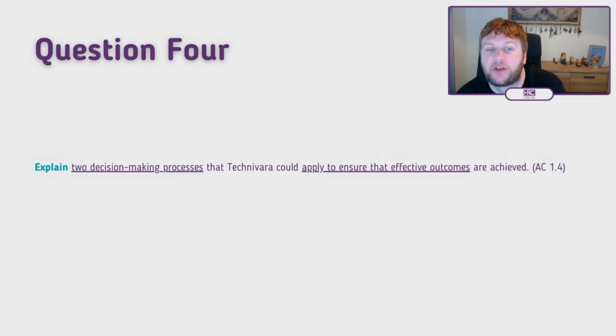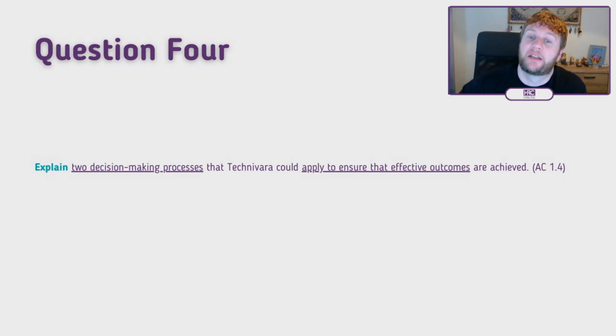Question 4: explain 2 decision-making processes that Technivara could apply to ensure effective outcomes are achieved. When I talk about this assessment with you, I'm talking about a decision-making process, which is find the evidence, research the outcomes, research evidence and outcomes that prove your thinking and your opinion when you're asked to do this. That's the same for decision-making processes. So look at decision matrices, look at decision structures, look at things that people do, SWOT analysis, PESTLE analysis, things like that, to ensure that they've got effective outcomes, to ensure that you've thought about all the different elements.